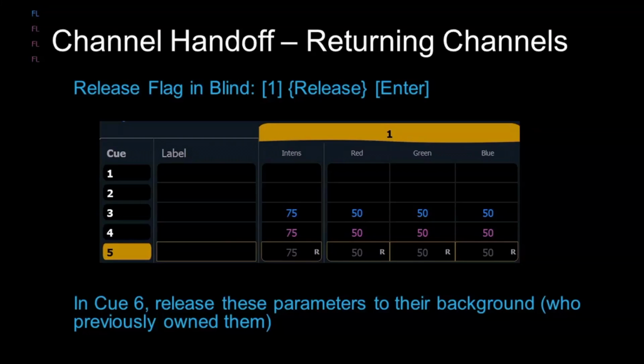So for example, in this way, I set channel 1, release, enter, and what I get, little R's, and my value grays out. And whenever I play Q2/5, it is going to let go of those channels, right? And I changed this a little bit, so it should say in Q5 release these parameters.